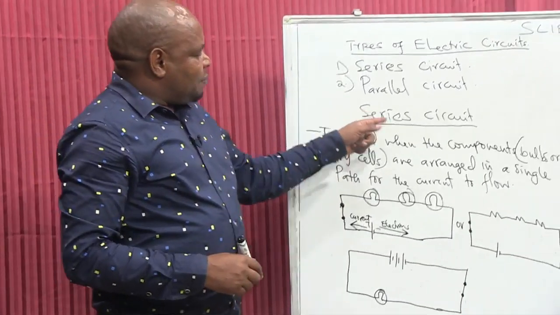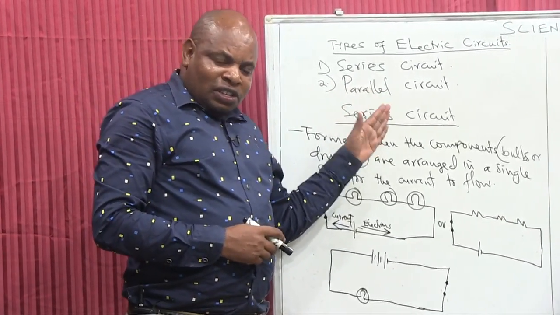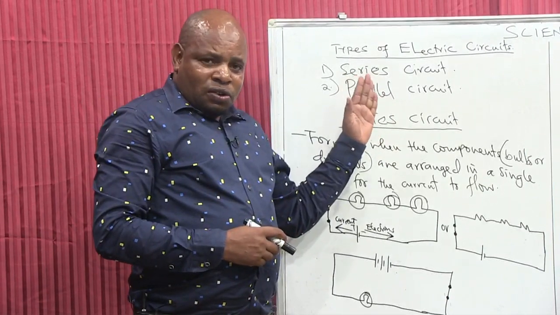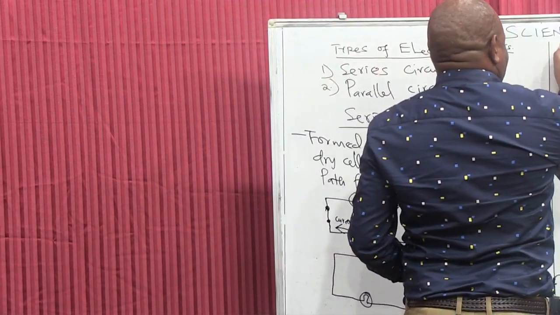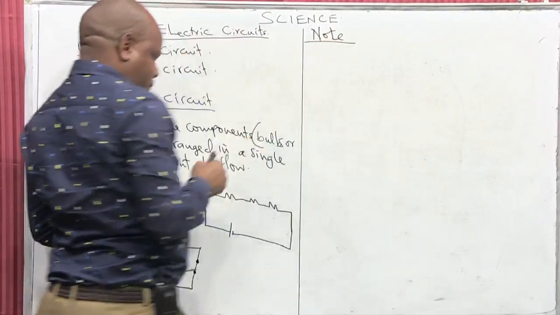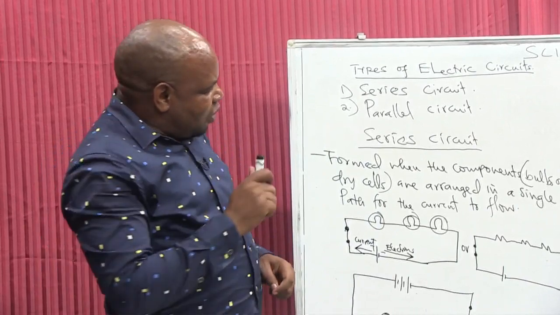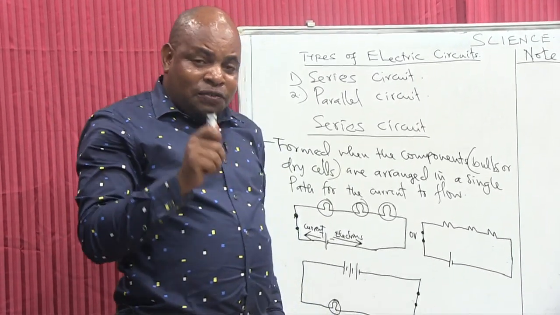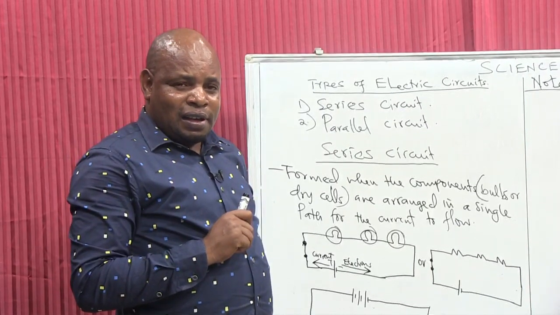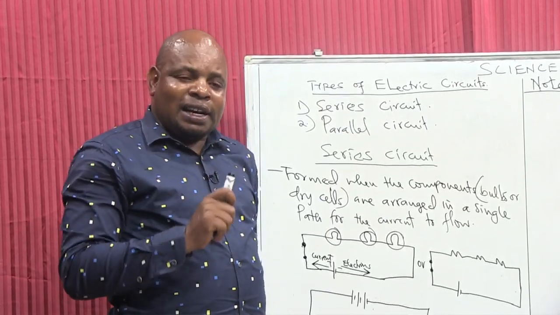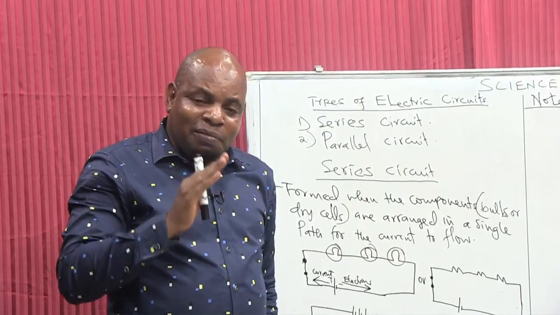Now, in this type of circuit, there are some specific things you are supposed to note. So note the following. In a series circuit, if one of the components has a fault or has got a problem, the current cannot flow. That means the circuit is broken.